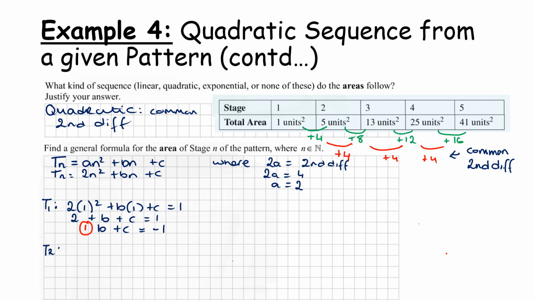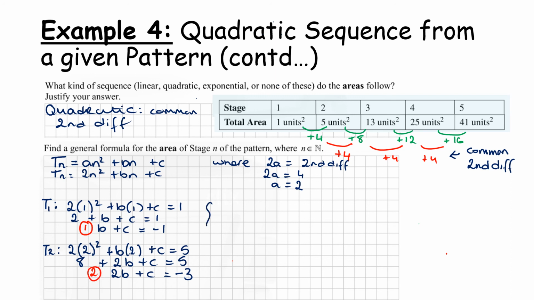I then look at T2. Now you can take any terms you want, but T1 and T2 are always going to be the easiest because we have to square the number and do some multiplication. So we get 2 times 2 squared, which is 2 times 4, which is 8, plus 2b, apologies, I lost my plus c up here, plus c equals 5. So 8 plus 2b plus c equals 5. I subtract an 8 from both sides: 2b plus c is equal to minus 3, and that is equation 2.